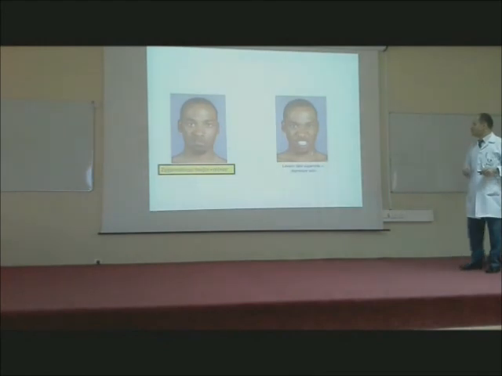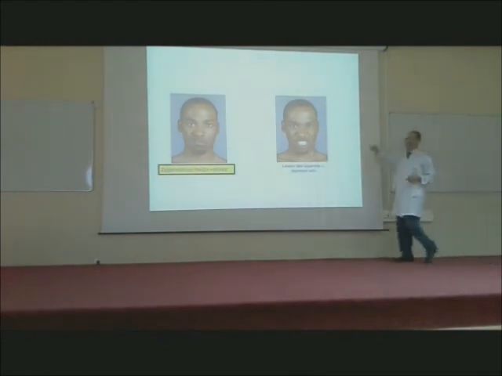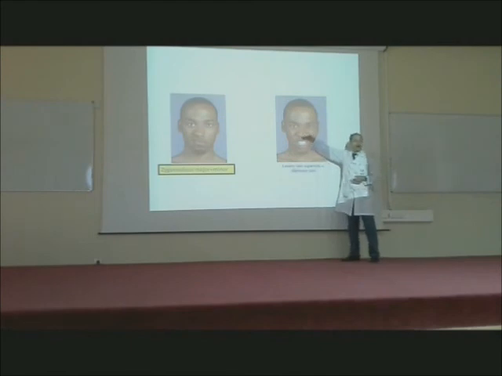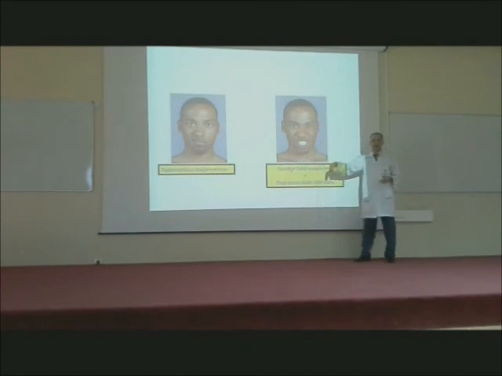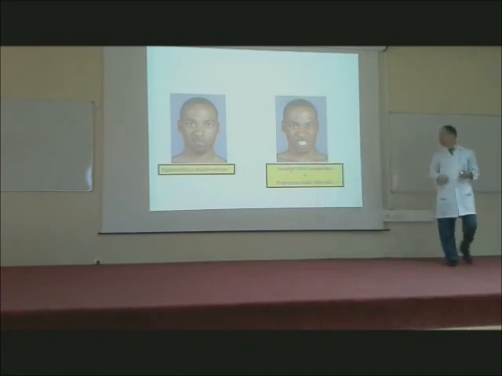Here is zygomaticus major. Which muscle here? There is elevation of the upper lip and depression of the lower lip. So we have levator labii superioris and depressor labii inferioris. That's right? So this is a double action.